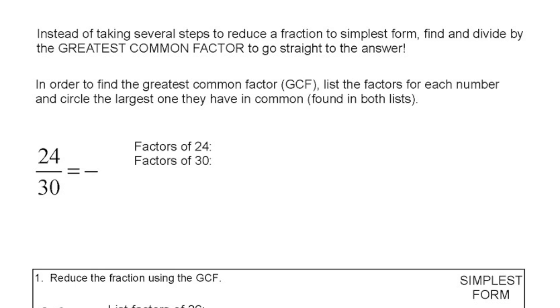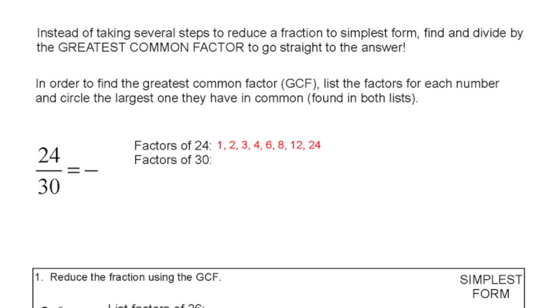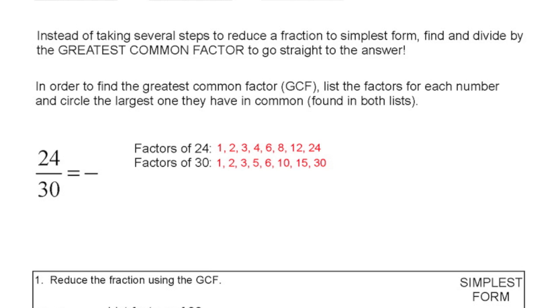The first thing I'm going to do is list out the factors of 24. They are 1, 2, 3, 4, 6, 8, 12, and 24. All those numbers go into 24 evenly. Then I'm going to look at the factors of 30. And those would be 1, 2, 3, 5, 6, 10, 15, and 30.